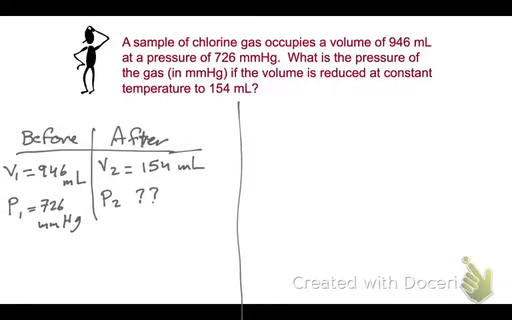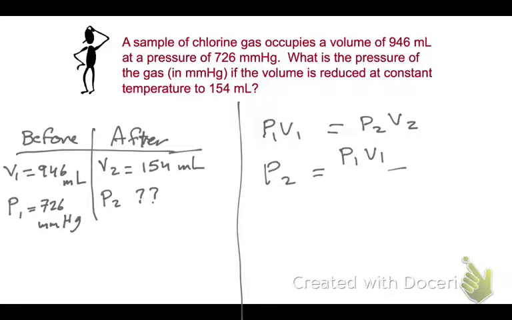It will not only help me not to mix things up, but it will also help me figure out what law I'm going to use, because as you will see in this lecture, we will be using multiple laws. So it is P1V1 equals P2V2, and I am solving for P2. So P2 equals P1V1 over V2.